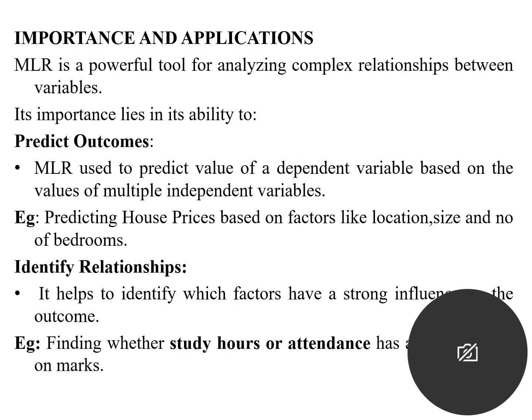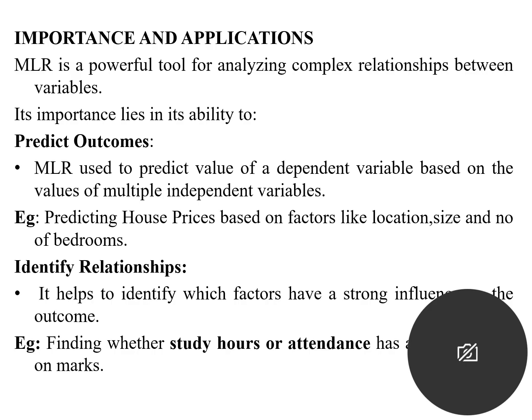Next, we are going to see the importance and applications of multiple linear regression. Multiple linear regression is a powerful tool for analyzing complex relationships between variables. Its importance lies in its ability to predict outcomes. It is used to predict the value of a dependent variable based on the values of multiple independent variables. For example, we can predict house prices based on factors like location, size, and number of bedrooms.